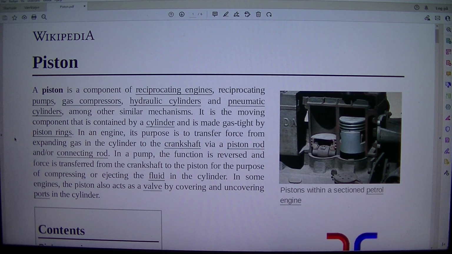In an engine, its purpose is to transfer force from expanding gas in the cylinder to the crankshaft via a piston rod and/or connecting rod. In a pump, the function is reversed and force is transferred from the crankshaft to the piston for the purpose of compressing or ejecting the fluid in the cylinder. In some engines, the piston also acts as a valve by covering and uncovering ports in the cylinder.